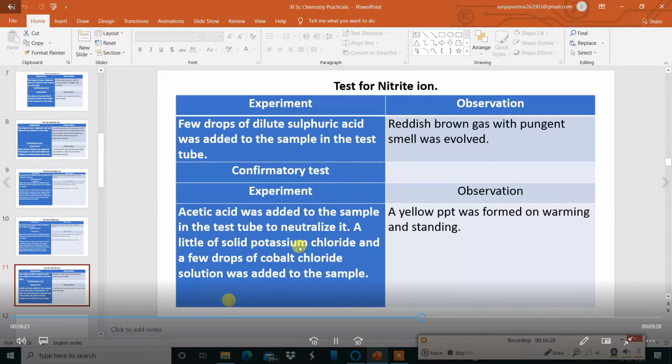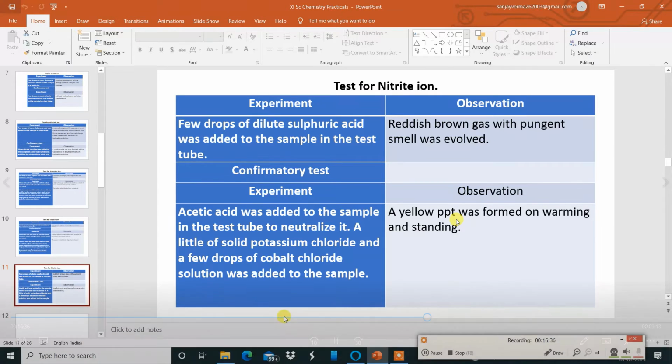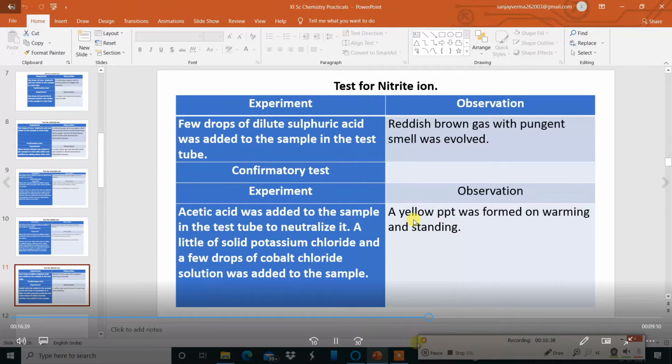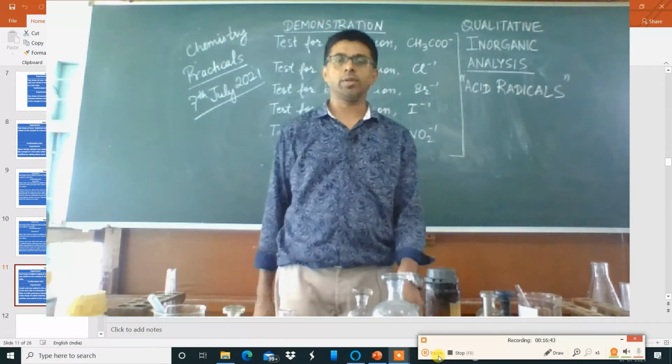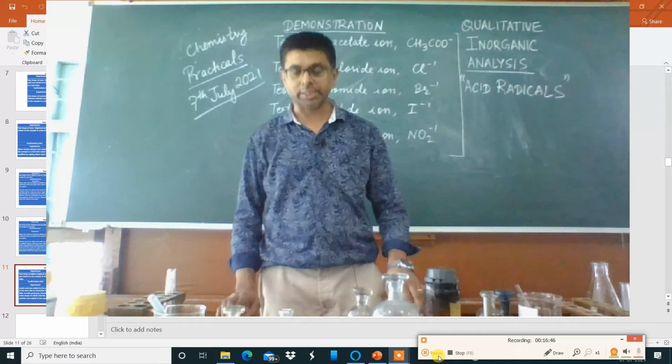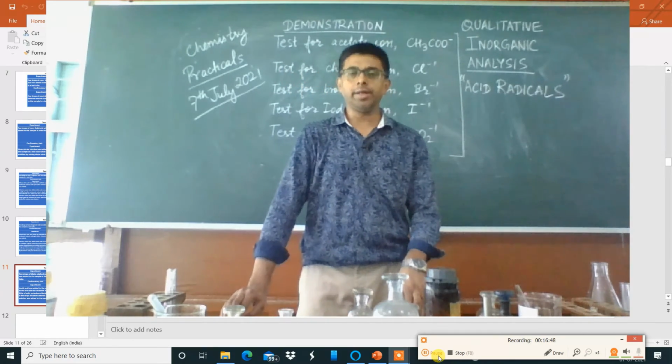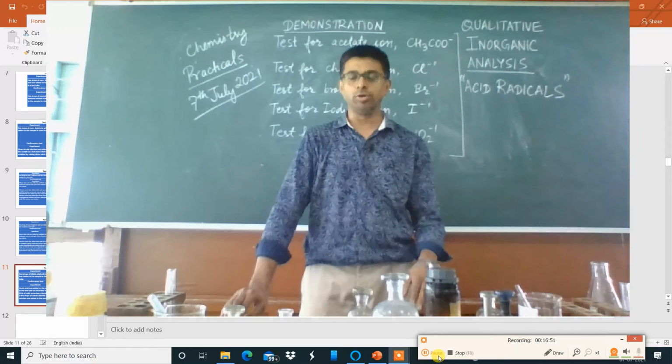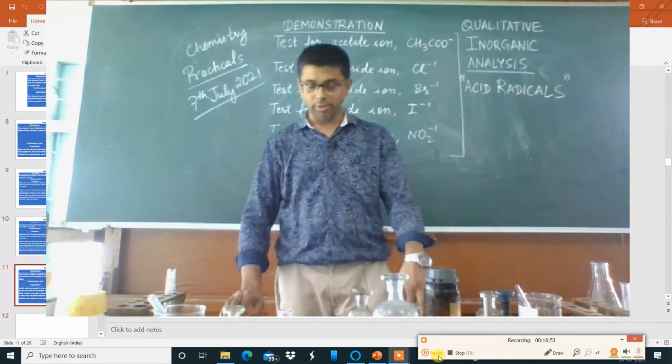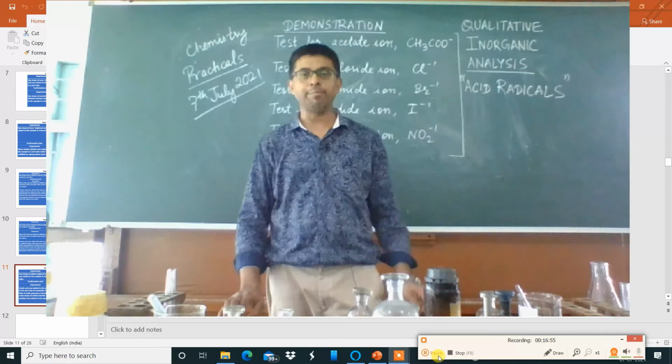Then a little solid potassium chloride was added, and instead of cobalt chloride, I remember I had used cobalt nitrate with the sample mixture. So on standing, a yellow precipitate is supposed to be formed in this case. Got it? So the formation of yellow precipitate confirmed that the sample contains nitrite ion. So here you can see I have shown the test for nitrite ion, NO2 minus ion. This is the fifth radical for today.